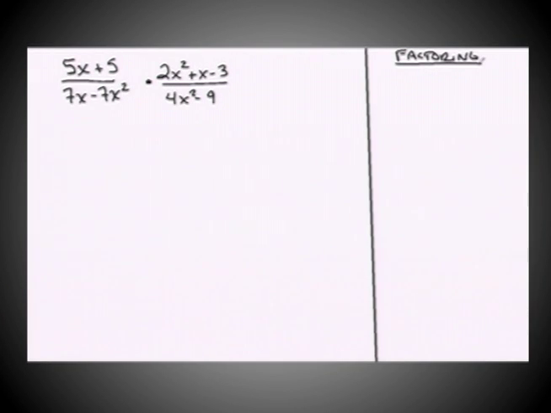Okay, so we have a little bit more complex of an example here, which is 5x plus 5 divided by 7x minus 7x squared times 2x squared plus x minus 3 divided by 4x squared minus 9.